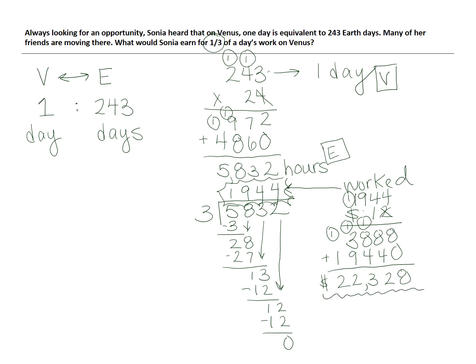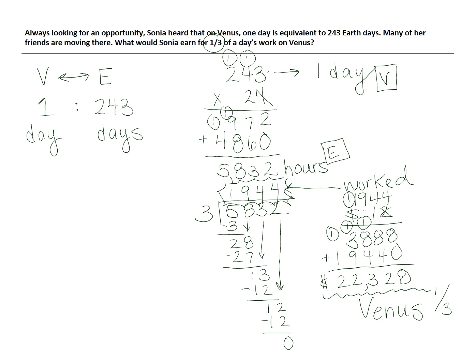So she would have earned $22,328 for the day, if she worked on Venus. She would get that much money in 1/3 of a day. So if she's living on Venus and worked 1/3 of a day, she'd earn $22,328. So that's a really, really long day. So that means that the rotation of Venus goes really slow.